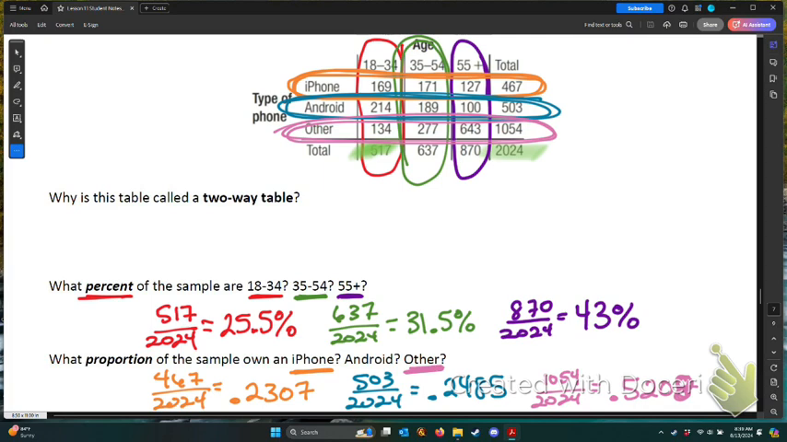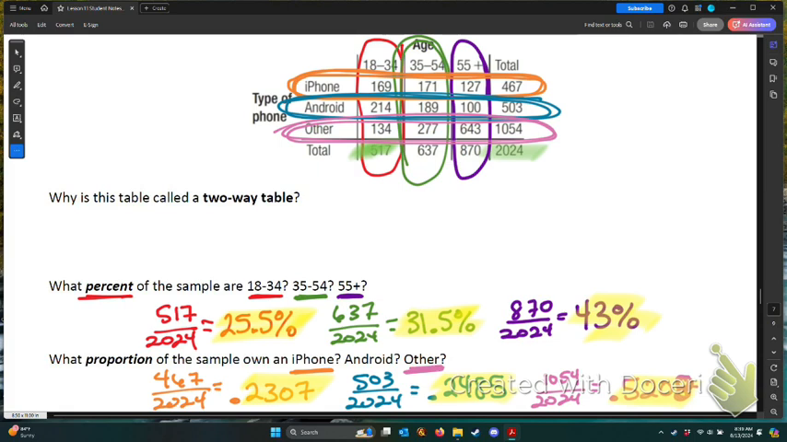How we feeling? All right, so I want you guys to know that what we just found here, these percentages for the ages, and then these decimals or proportions for these cell phone types, these are called marginal relative frequencies, I think. Is that what it says on the next thing?